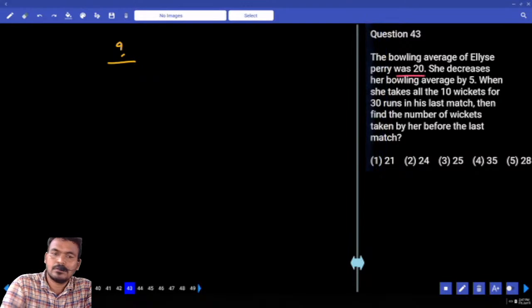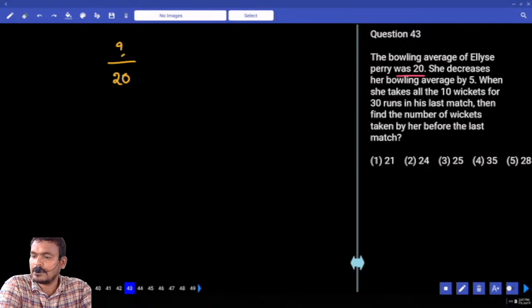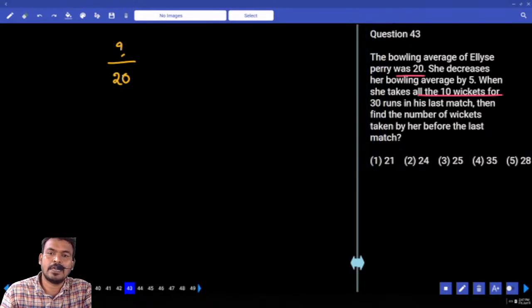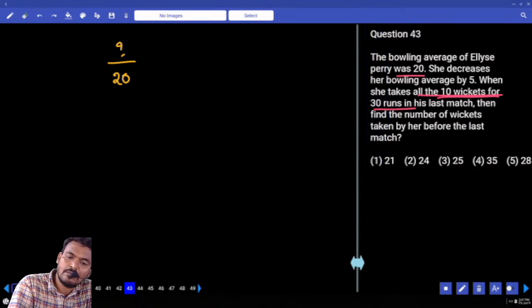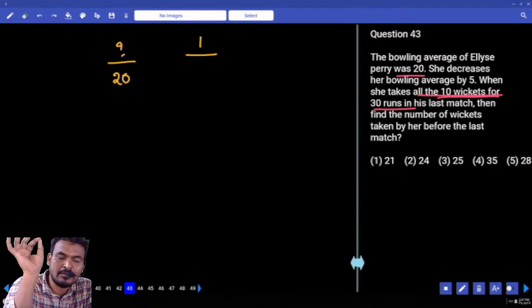What was the average? 20. Next match, how many wickets did she take? 10 wickets. For how many runs? 30 runs. In one match, she took 10 wickets, but how many runs were given? 30 runs.